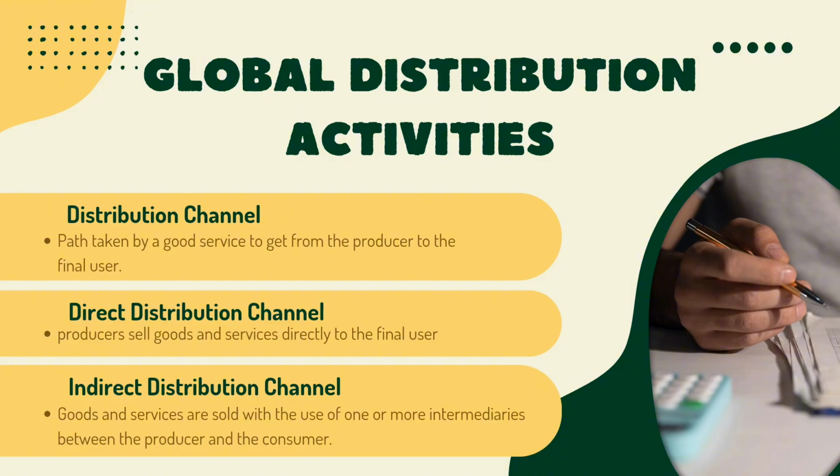Indirect distribution channel. This is where goods and services are sold with the use of one or more intermediaries between the producer and the consumer. This involves using one or more middlemen to help get the product from the producer to the consumer. These middlemen are called intermediaries.